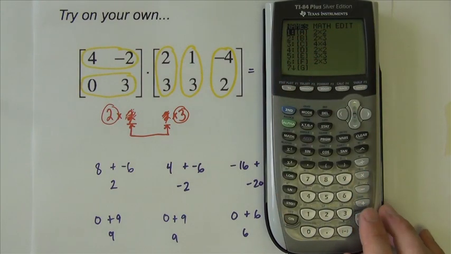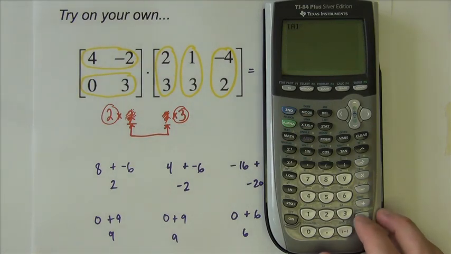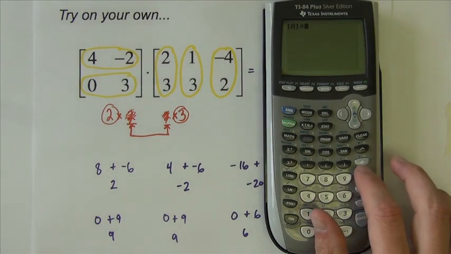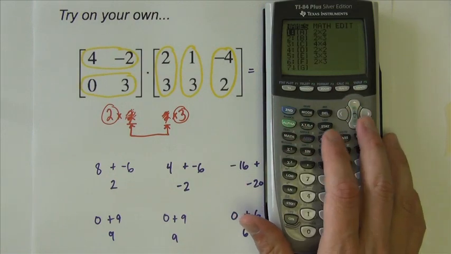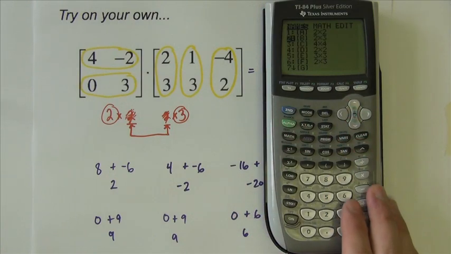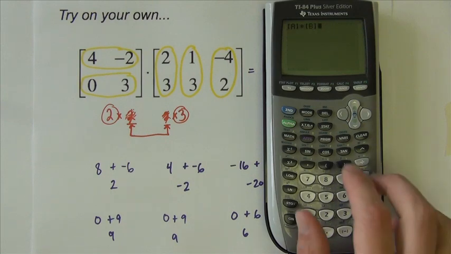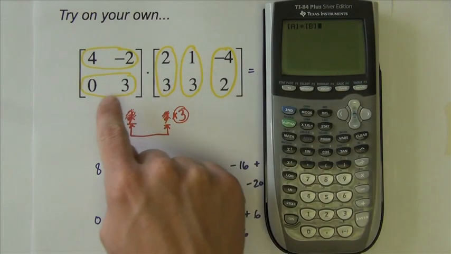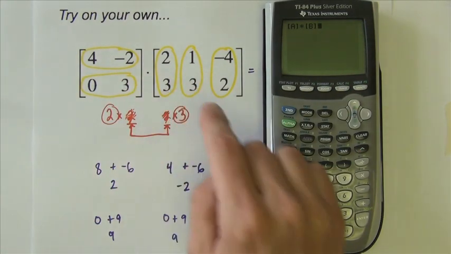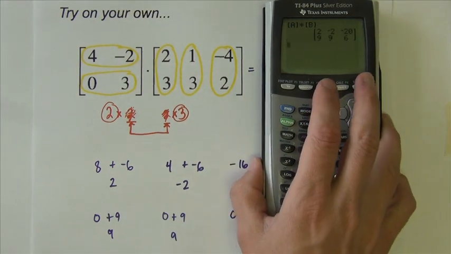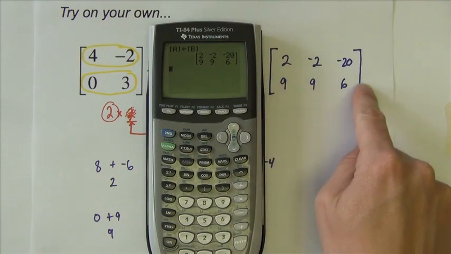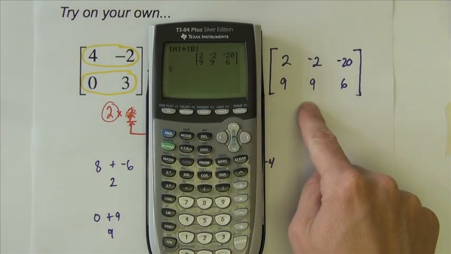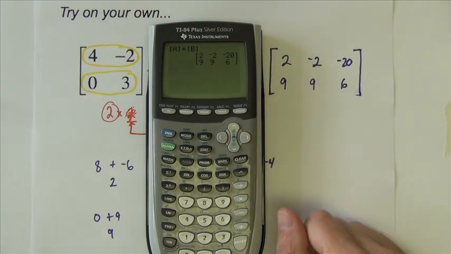I'm going to do matrix A, just hit enter, it'll pull it out. Times, just use your operation button here, times, and go back into the matrix menu, scroll down, pull out B. So now it's got A times B, which is this one times this one. I can hit enter, and the numbers I have here should be these numbers if we've done our math right, and we have.